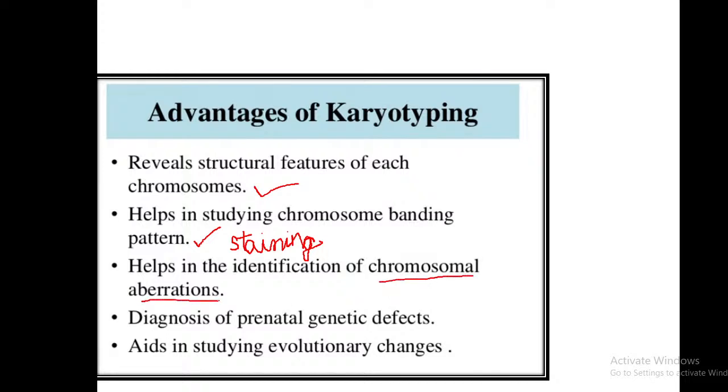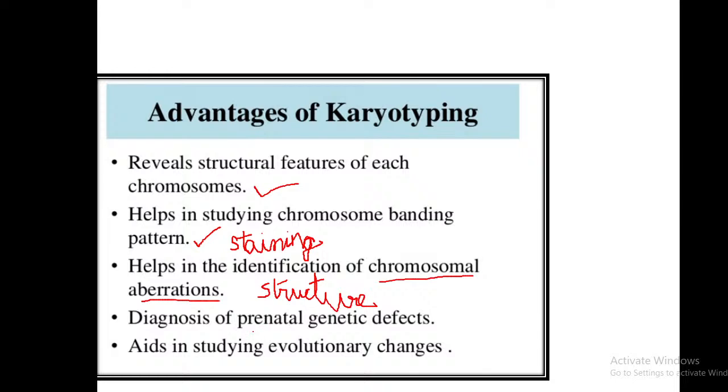If there is any structural difference in the chromosome, that is a chromosomal aberration, as we have learned in mutation. Structurally, if there is any change in the chromosome, that's known as structural aberrations. Numerical aberrations, etc. are there.